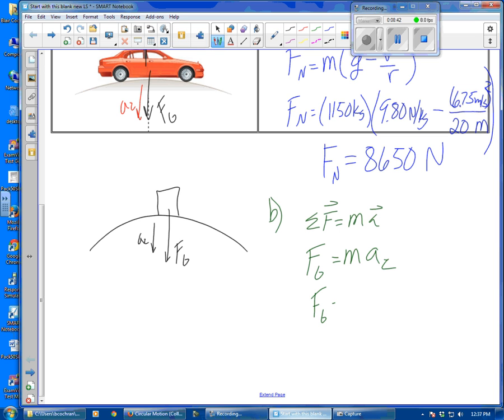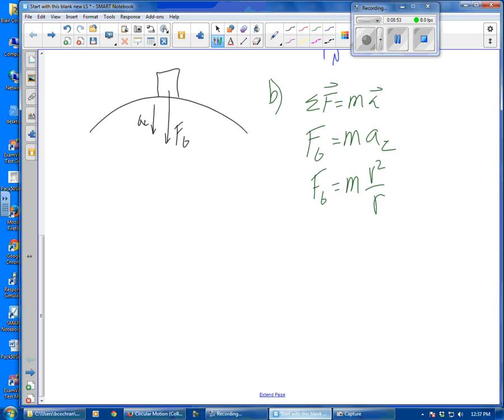Do the same substitution I did this time. M v squared over R. And also substitute in there for F sub G. So it's mg equals m v squared over r. Ooh, anything cancel out? The m. That's nice. And I know my g is going to be 9.80 meters per second squared. My v is what I'm looking for. My radius is still going to be that 20 meters.